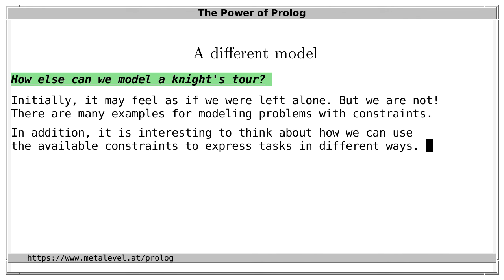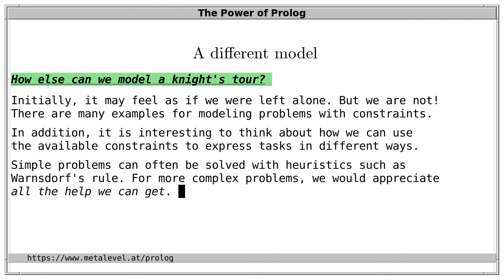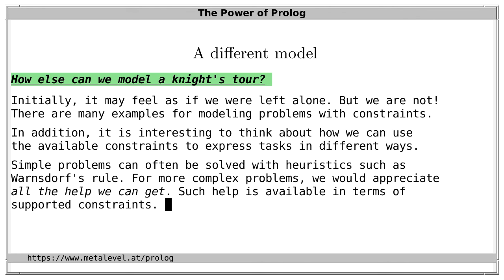How can we best use the available constraints to express tasks in different ways? Sometimes we don't even need constraints. Simple problems can often be solved with heuristics, such as Warnsdorf's rule, which we've seen. But for more complex problems, we'd appreciate all the help we can get. And that help is available in terms of supported constraints.